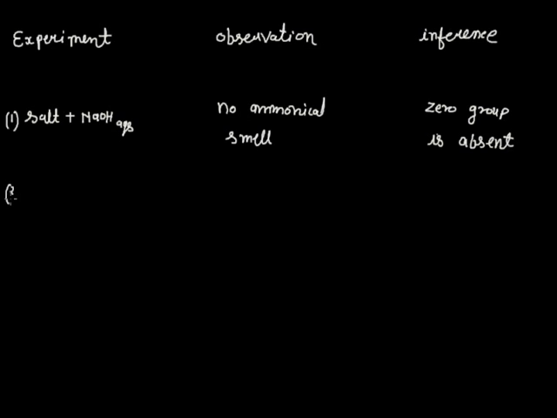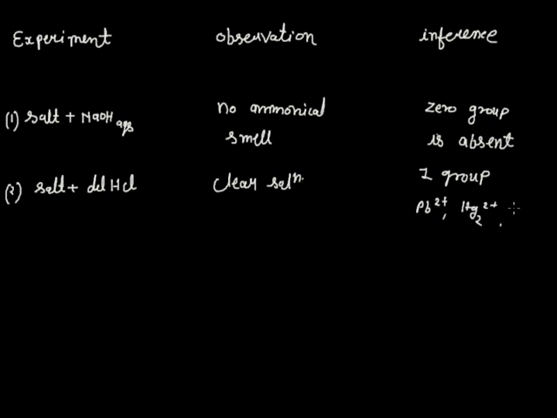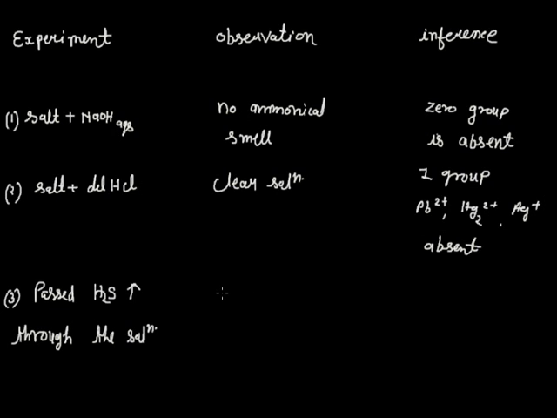Now, a second time, we take salt in another test tube and add dilute HCl to the salt. We find a clear solution. The clear solution indicates that the first group is absent; first group means Pb plus 2, Hg2 plus 2 mercurous, and Ag plus are absent. In the third test, we pass H2S gas through the solution. Again there is a clear solution, meaning no precipitate. It indicates the absence of the second group, so the second group is absent.